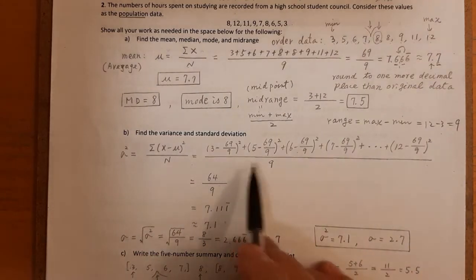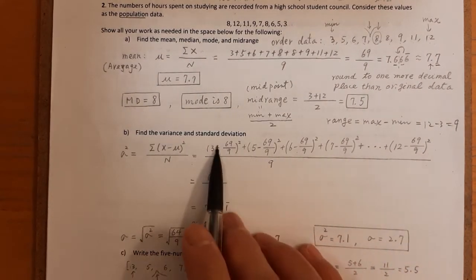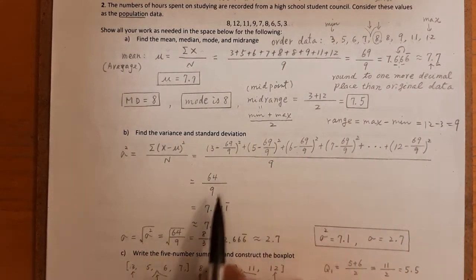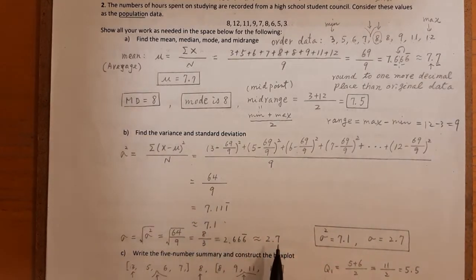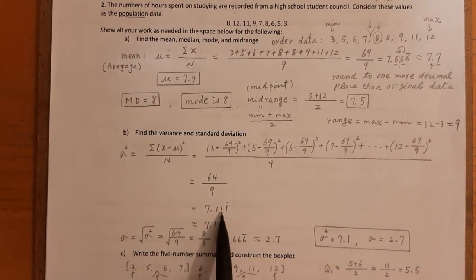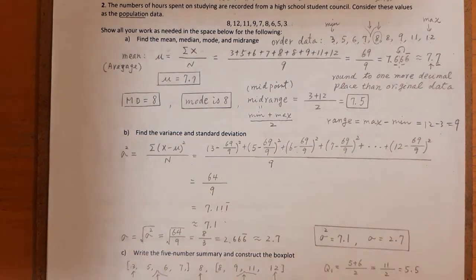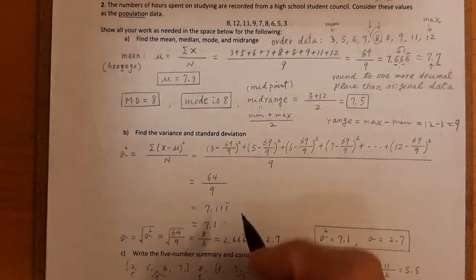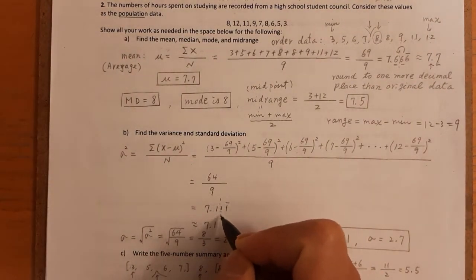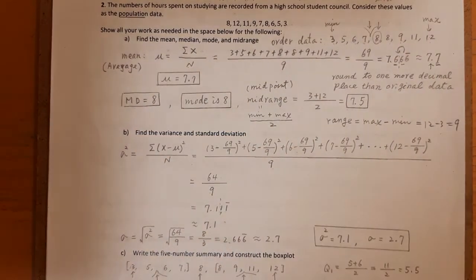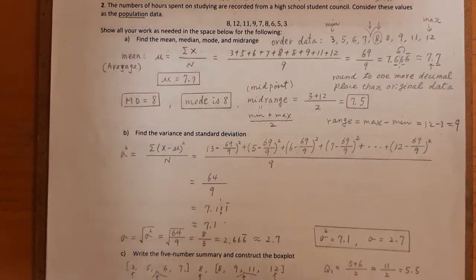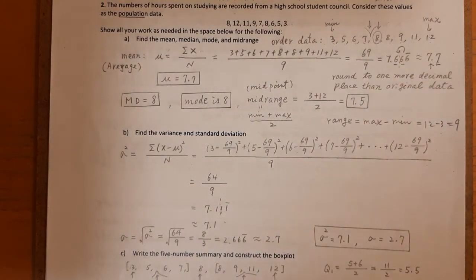And use calculator. You can figure out the numerator is 64 over 9. 64 divided by 9, use calculator, get 7.11111 repeating. And round it to 1 decimal digit. Since the next digit 1 is less than 5, after truncating, get 7.1. That's the variance.